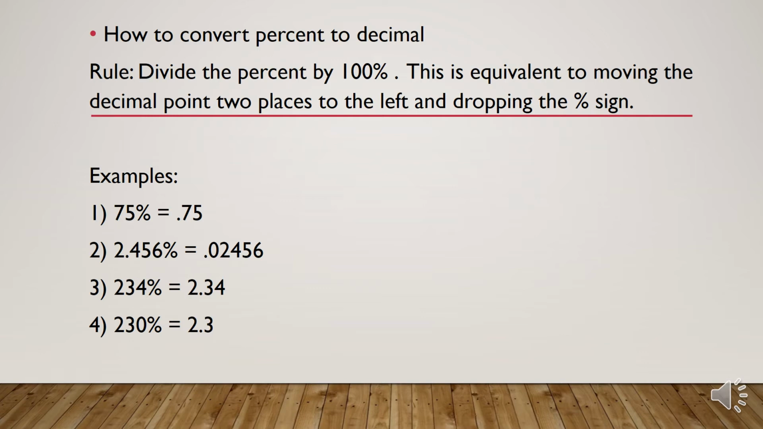Example number 2, 2.456%. How to convert it to decimal? Just divide it by 100. The answer will be 0.02456, or 2,456 hundred-thousandths. Same with example number 3 and 4.